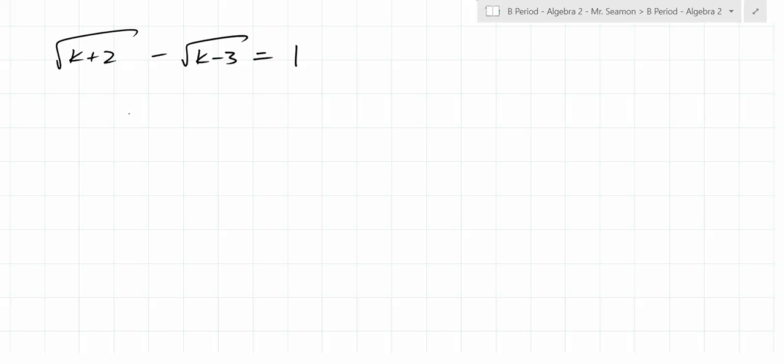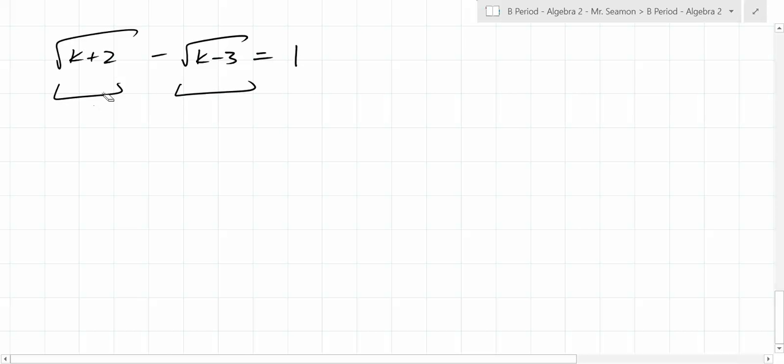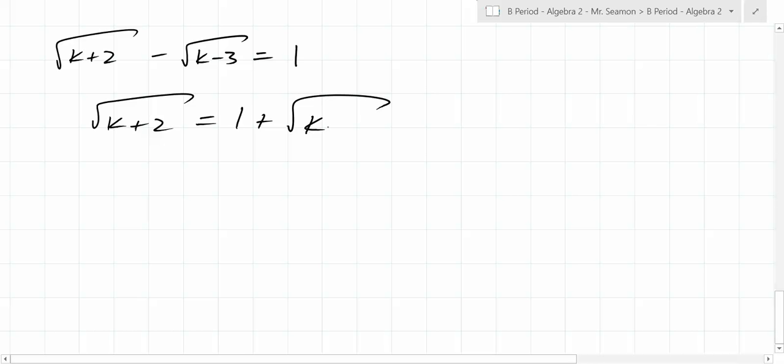So which one do you want to move? The first one or the second one? Yeah. Why did you choose the second one, Kelly? Positive, right. So you end up with 1 plus root k minus 3 like this. Now, what's the only thing you can really do at this point? Square it. So how about you try this?